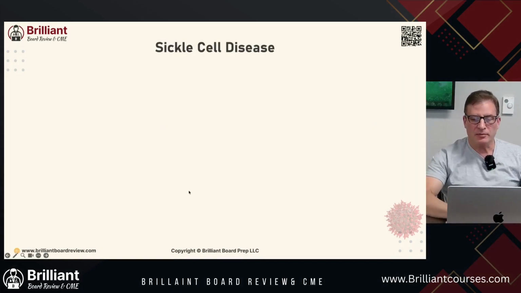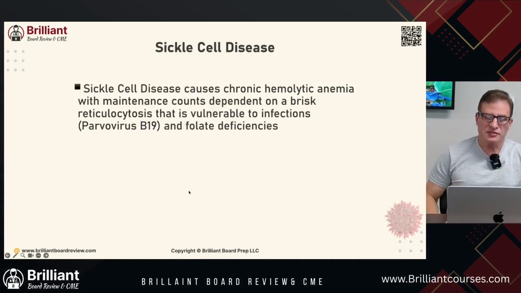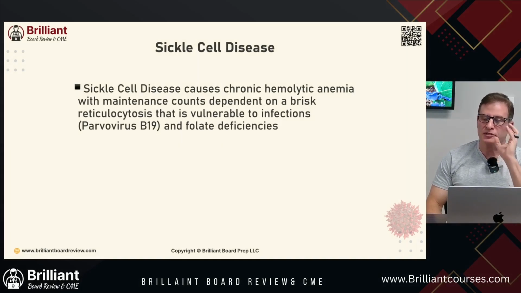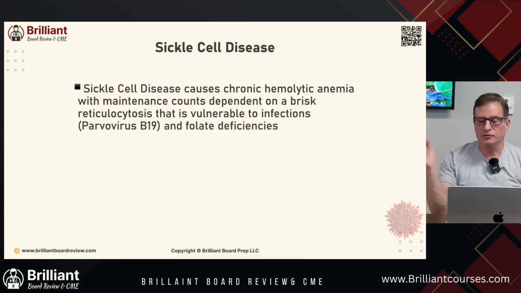All right, let's talk about sickle cell disease. Sickle cell disease can cause a chronic hemolytic anemia with maintenance counts depending on a brisk reticulocytosis, meaning are they able to replace those? This is vulnerable to infections, Parvo B19, and folate deficiencies.